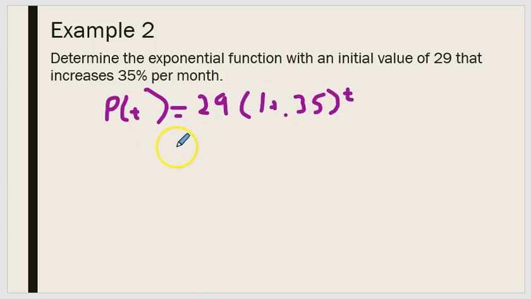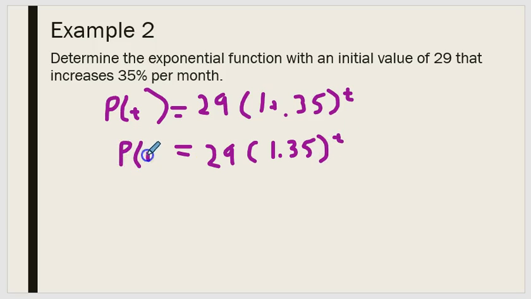to the t. Now, we don't like leaving our answer with the 1 plus 0.35. I would rather have you guys just go ahead and actually combine those numbers. So 1 plus 0.35 is 1.35. So that's our population model, initial value, and base to a power. Don't forget that if it is decreasing by a certain amount, then you're actually going to be adding a negative number, or you can think of it as subtracting. It's the same thing either way. So if this had been decreasing, I would have done 1 minus 0.35 instead.